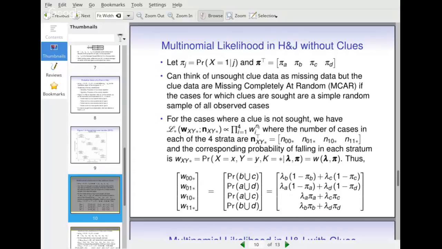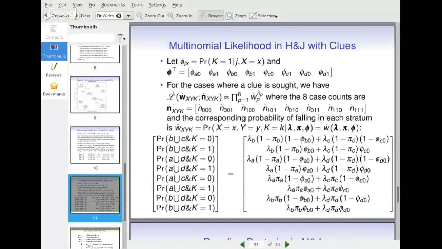Okay. So now we can go on and consider the multinomial likelihood for the observations where we sought clues. And so sometimes we actively observed k equals 1, and sometimes we actively observed k equals 0. Consequently, there are now more combinations of things to worry about.